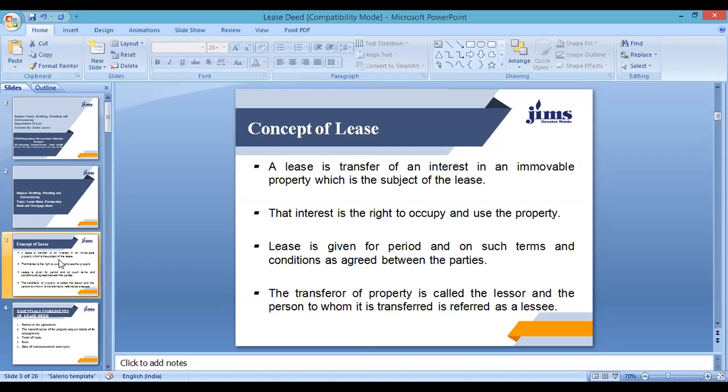Further, the interest is the right to occupy and use the property. Thirdly, lease is given for a period and on such terms and conditions as agreed between the parties. Further, the transferor of property is called the lessor, and the person to whom it is transferred is referred to as lessee.